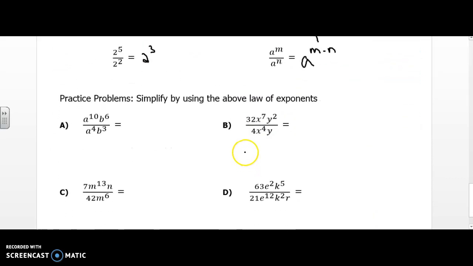I want you to look at these 4 problems that are on your sheet and give them each a try. Remember the ones with the numbers out front. You have to think of a number that goes into both the top and the bottom number and then make those cancel out. So go ahead and try that for me. We'll meet back together and talk about what you got.